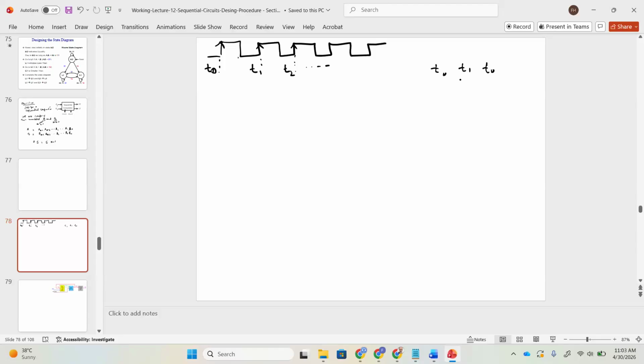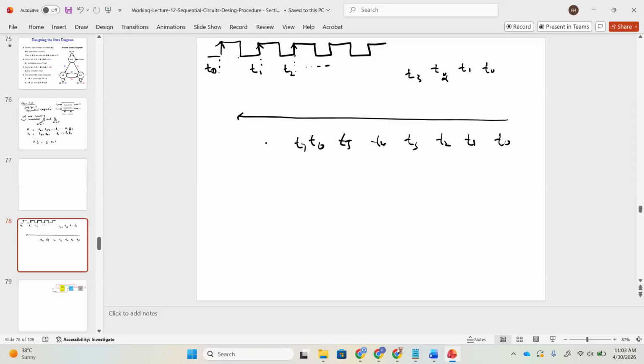So now I'm writing the different time instants: t0, t1, t2, t3, t4, t5, t6, t7. These are different times. Got it? Okay. So time goes in this direction, not in the opposite.